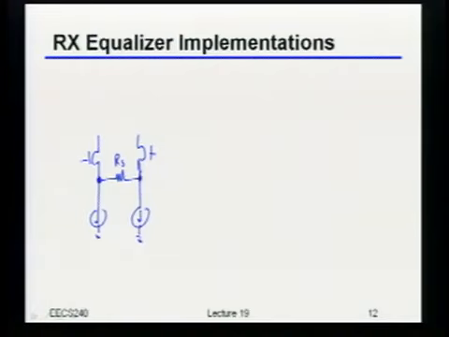So, at DC, what would be the effective GM that you'd measure out of this thing from a differential standpoint? What would that be? Just for a standard source degenerated thing. GM over 1 plus GM RS. Yeah, so for a standard source degeneration, let me call that GM effective. That's going to be GM over 1 plus GM RS.